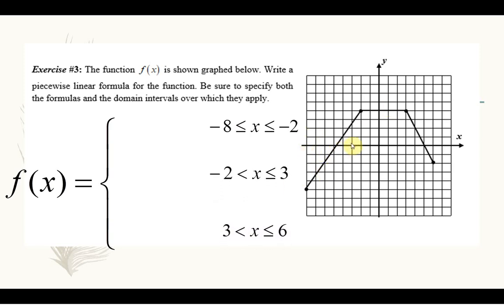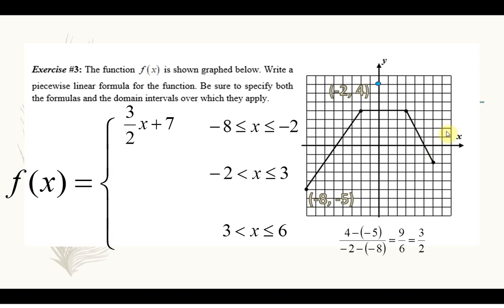So -8, including, because it's a closed circle, to -2. And then -2 to 3. You have to choose one to be including and one not to be including. So if they touch, just pick one. And again, I'm on my x-axis here. And then 3 to 6. So I go after my domain first just because it's easier. And then I grab some values because I have to have a slope.